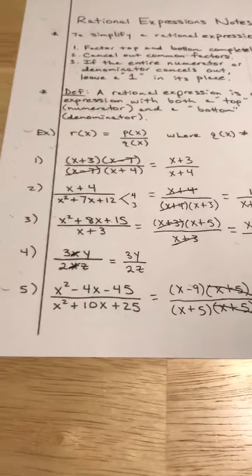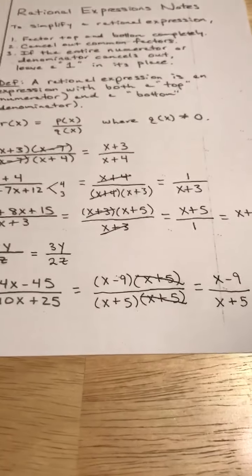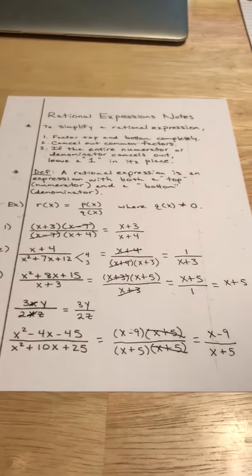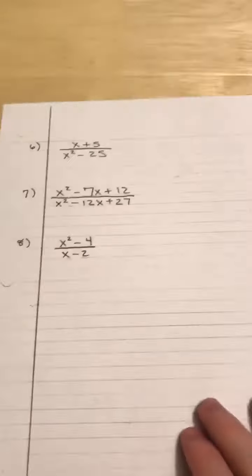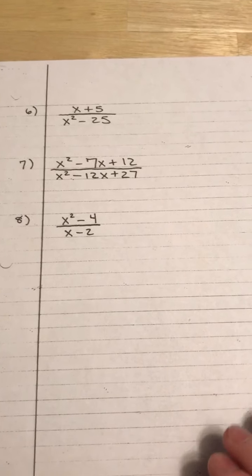So that's basically it for rational expressions. You just got to know how to factor the top and bottom, and you just got to know how to cross stuff out if it's the same, right? I want to take a look at 3 more questions, but I'm probably going to only do 2 of these. Let's try 6 and 8.